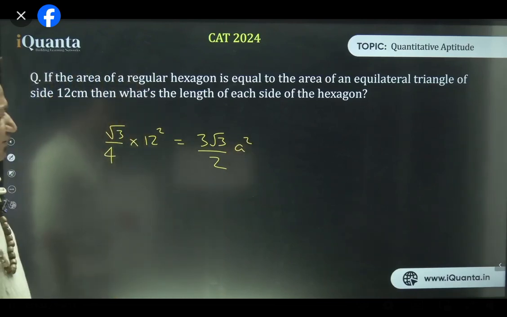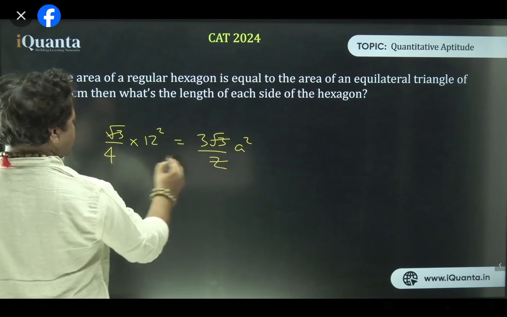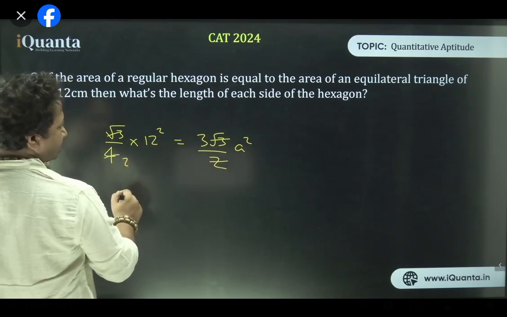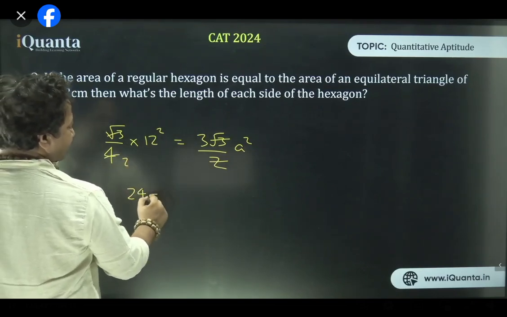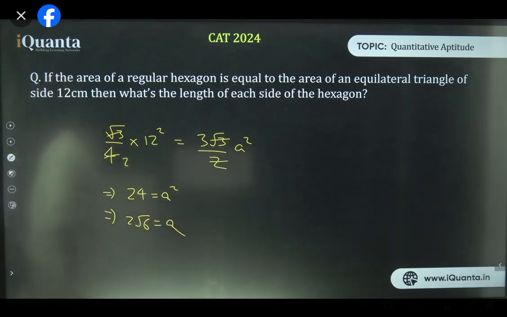That's how you can solve it, right? Simple, eh? Root 3 and root 3 get cancelled. 2 2s are 4, 72, 24. 24 is equal to a square. 2 root 6 is the answer. Perfect. It's 2 root 6. It's easy, yeah.